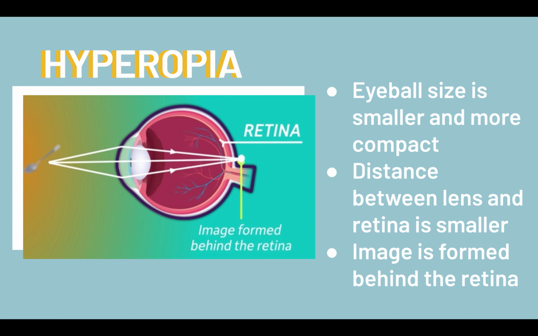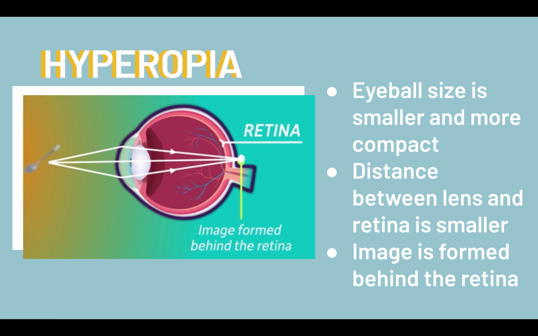This is actually why, when you go to the eye doctor and they have you read off the chart, it is placed 6 meters from you. So just a little fun fact. The cause of hyperopia is the opposite of myopia, where instead of being elongated, the hyperopic eye is actually smaller and more compact than usual.